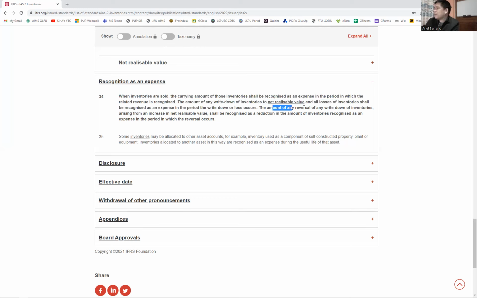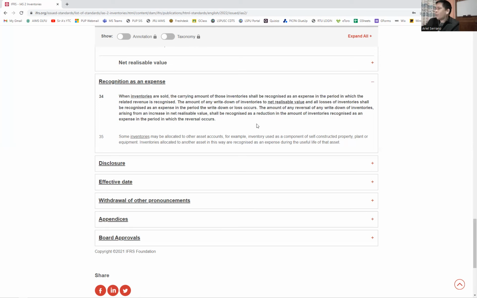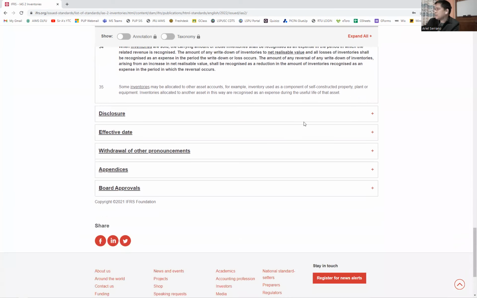The amount of any reversal of any write-down of inventories arising from an increase in NRV shall be recognized as a reduction in the amount of inventories recognized as an expense in the period in which the reversal occurs. But definitely, it will be best understood kapag may mga illustrations na. Okay? So, I think that's all that we have to discuss.